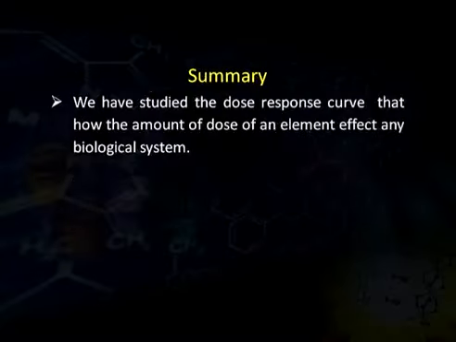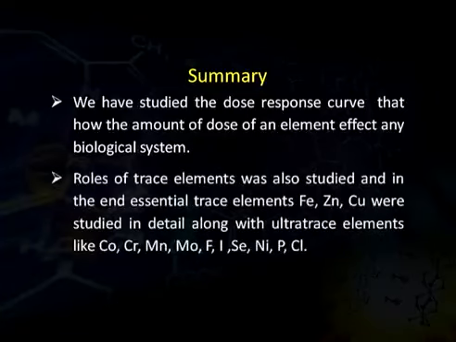We have studied the dose response curve, that is, how the amount of dose of an element affects any biological system. The role of trace elements was also studied, and in the end essential trace elements, that is iron, zinc, copper, were studied in detail along with ultra trace elements like cobalt, chromium, manganese, molybdenum, etc. In my second episode on bioinorganic chemistry, we will be discussing the alkali and alkaline earth metals, their distribution and biological role in the body, sodium potassium pump, the concentration gradient, role of magnesium ion.